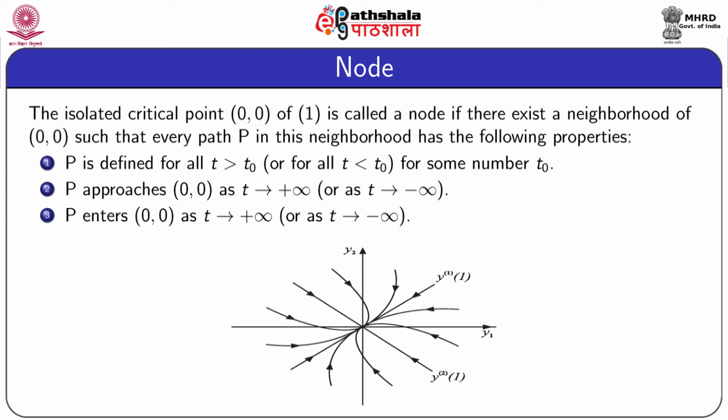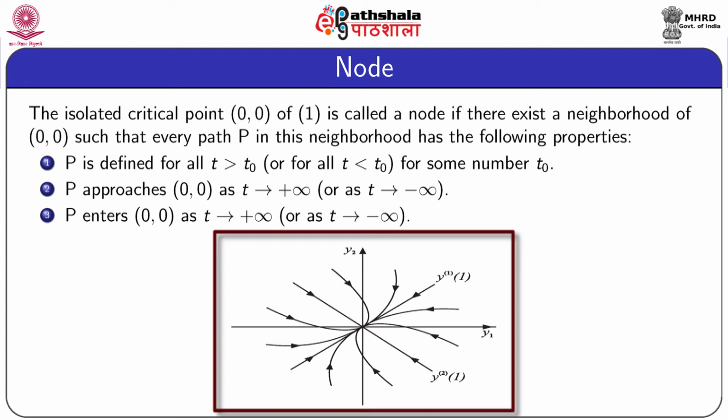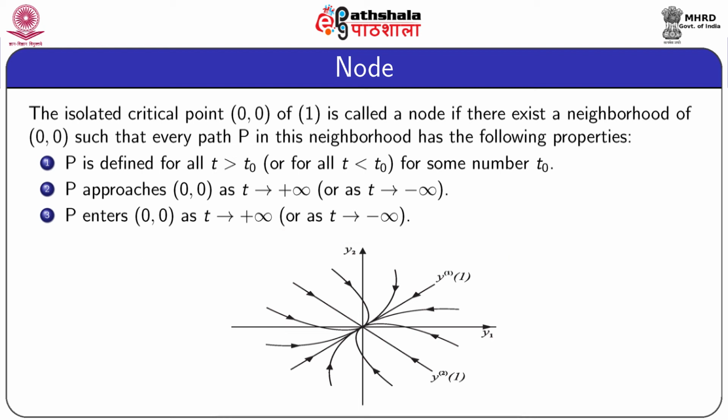So, if you now look into the figure, P can be anywhere on here or here on this curve, and P first approaches (0,0) as t tends to plus infinity. So, P will be in the neighborhood of (0,0), and the third point says that P will enter (0,0) as t tends to plus infinity, which means that this path will actually pass through the point (0,0) as t tends to plus infinity. And since the arrows are in the direction towards the origin, this is the case where t tends to plus infinity, and if the arrow is moving away from the origin, that is the case where t tends to minus infinity.